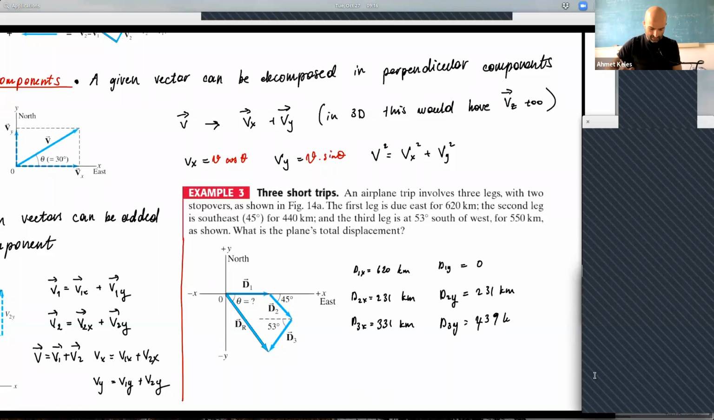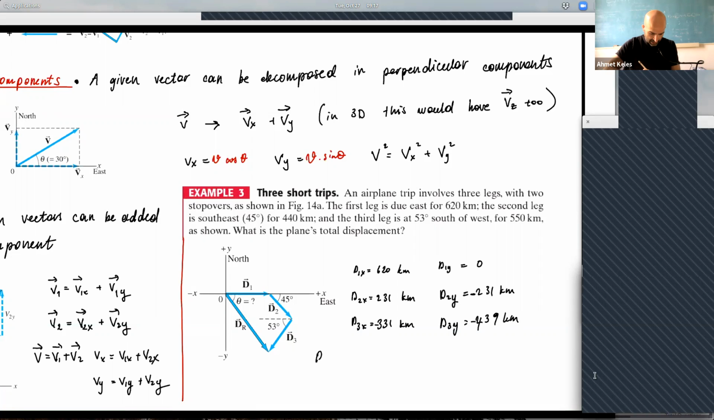Now I have to pay attention to the signs. So D1 is positive 0, D2 is positive in x and negative in y. D3 is negative in both x and y. So this is minus, minus.